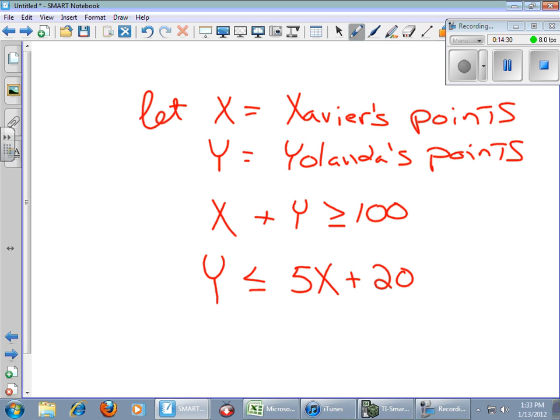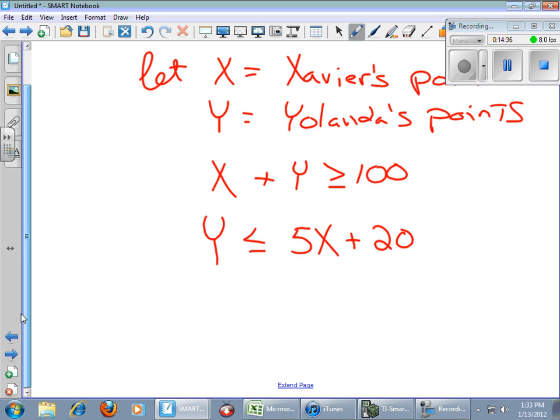Now, a problem like this says to solve by graphing. Before I do that, this is a good one. I think I'm going to get them both in slope-intercept form just to make it look simple. So I'll convert this one here and turn it into y is greater than or equal to negative x plus 100.